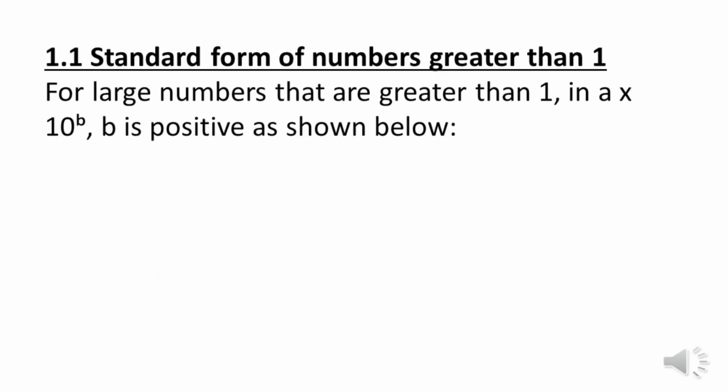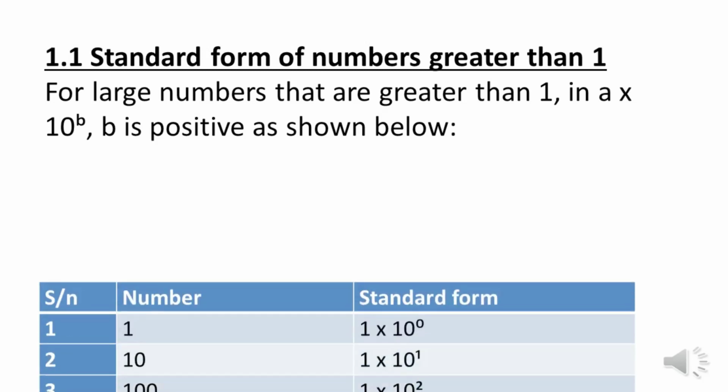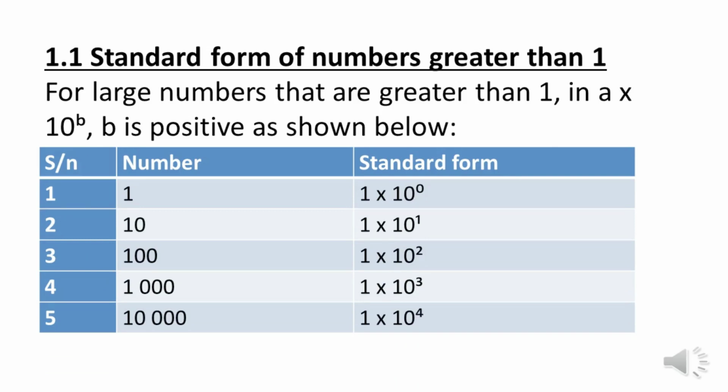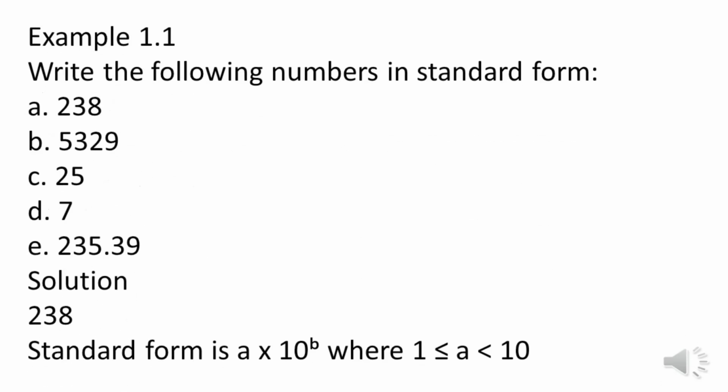We are going to treat it in two ways. The first is standard form of numbers greater than 1. For large numbers that are greater than 1, in a times 10 raised to power b, b is positive as shown below. 1 is 1 times 10 raised to power 0. 10 is 1 times 10 raised to power 1. 100 is 1 times 10 raised to power 2. 1000 is 1 times 10 raised to power 3. 10,000 is 1 times 10 raised to power 4.